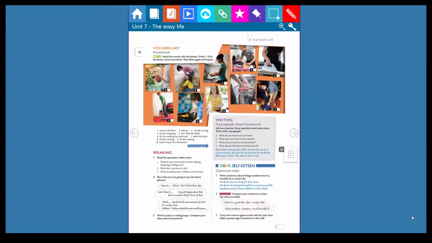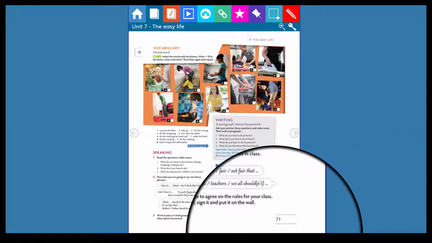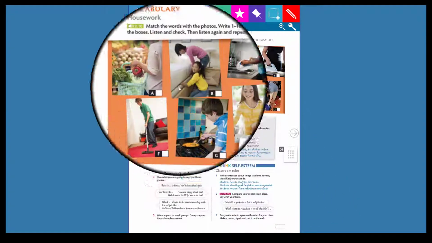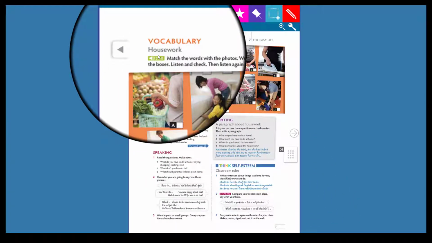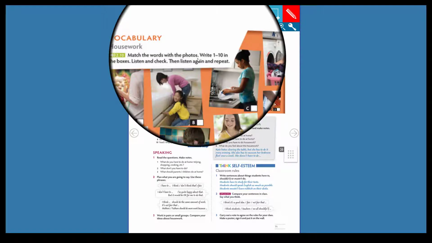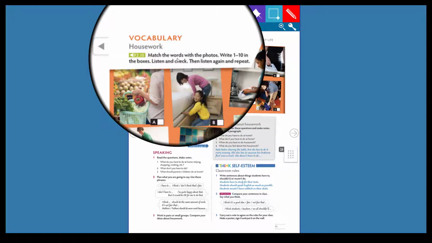So open your student books on page number 71. Page 71, please, because we're going to see new vocabulary about housework. Okay? So, activity number 1, match the words with the photos. Write 1 to 10 in the boxes, then listen and check.